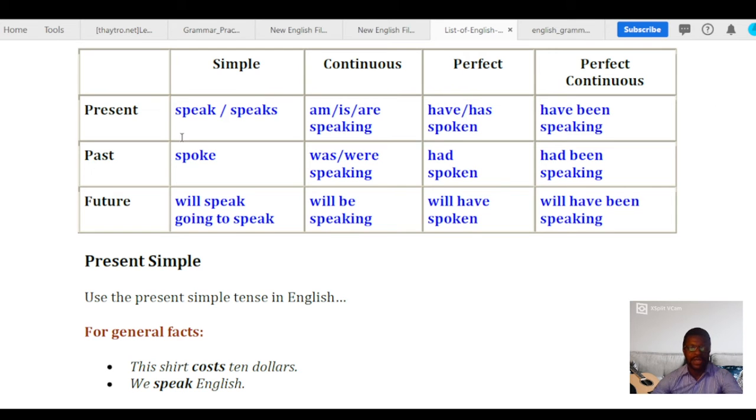Alright, so here we've got the simple, we've got continuous, we've got perfect, we've got perfect continuous. I've told you so many times about the importance that verbs play in our everyday English learning. Verbs come in different forms, okay, and they are the things that we do. So everything hinges around them, everything revolves around them.